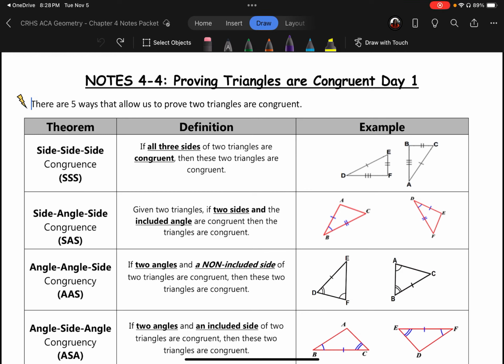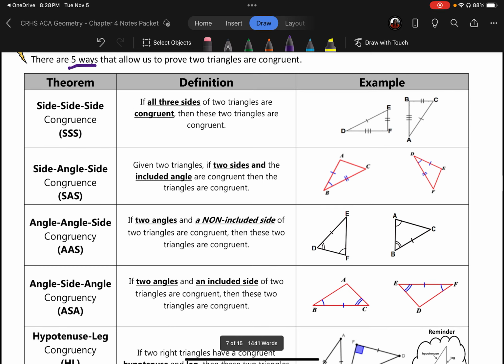Okay, guys, so this video is going to cover notes 4-4. This is going to go over how we prove that two triangles are congruent, and this will be day one. So to start the notes off, it's going to be important to understand that we actually have 5 different ways to prove that two triangles are congruent. These 5 different ways are listed here in the table.